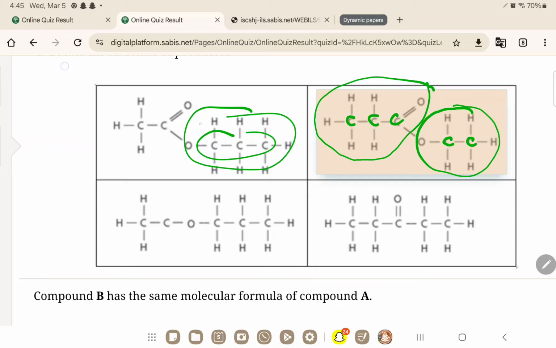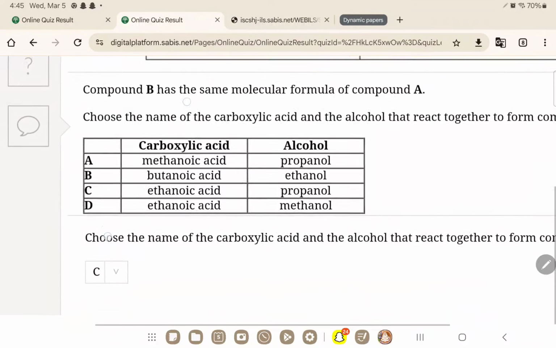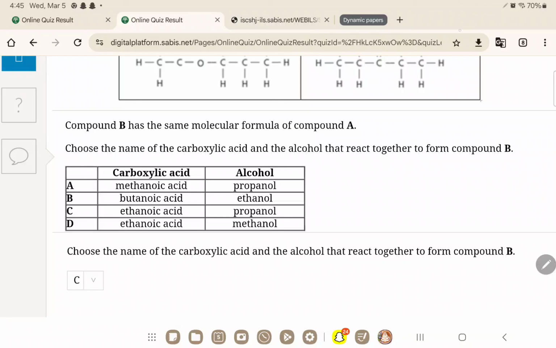This is propanoate. Or no, propanol. Sorry, my bad. This is propanol. And this is ethanoate, sorry, yeah. Now, we have prop, which is 3, and ethanol, which is 2. So you have a total of 5 carbon atoms.